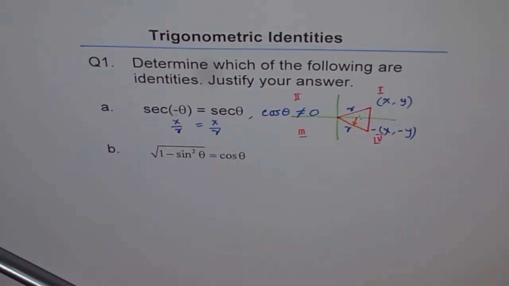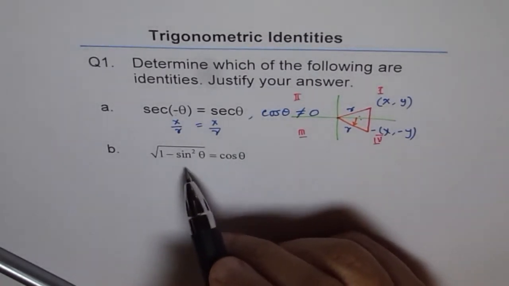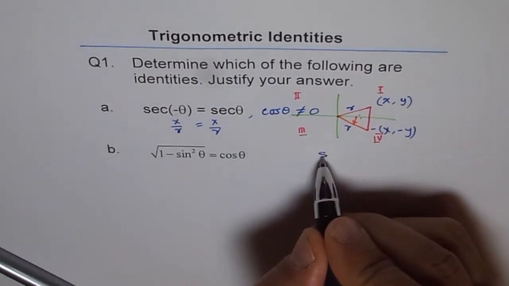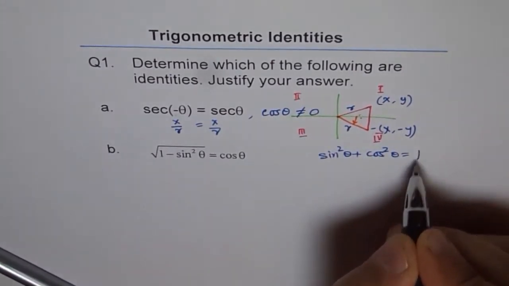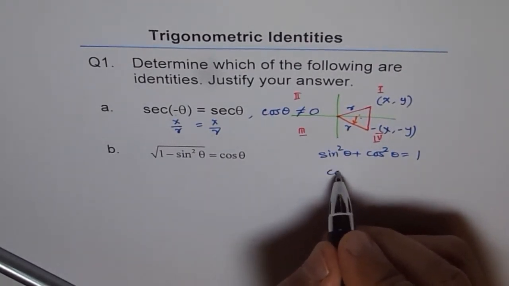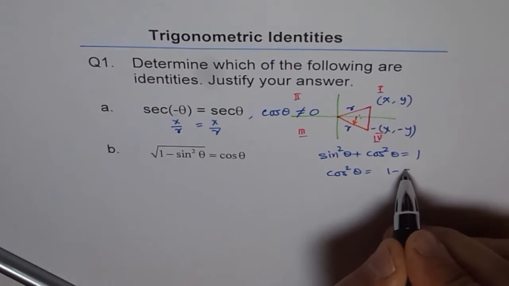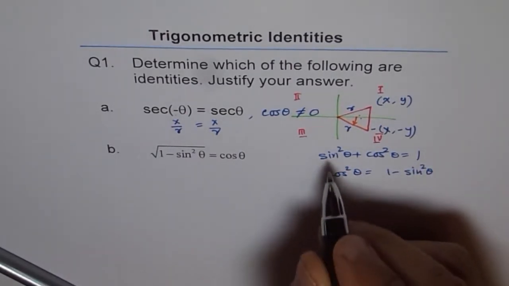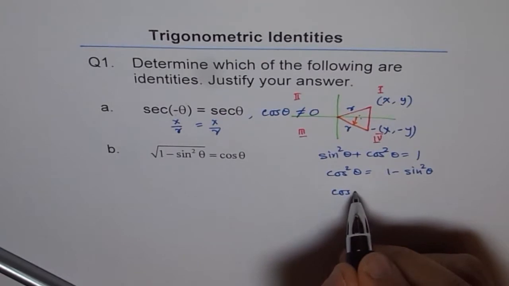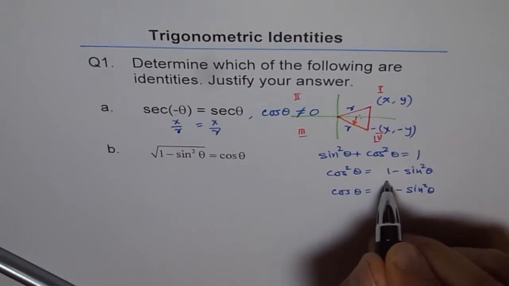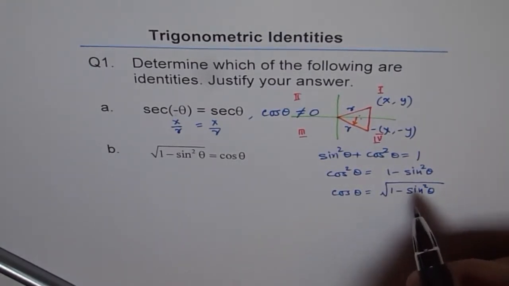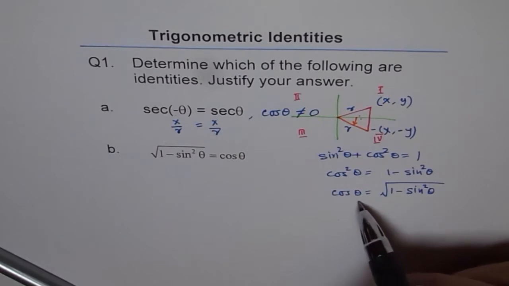Part B. Square root of 1 minus sine square theta is equal to cos theta. Now, some students get confused with it. They think sine square theta plus cos square theta equals 1, and therefore cos square theta equals 1 minus sine square theta, right? And when we square root it, we get cos theta equals the square root of 1 minus sine square theta, and it becomes an identity. You started with an identity and you land up here.